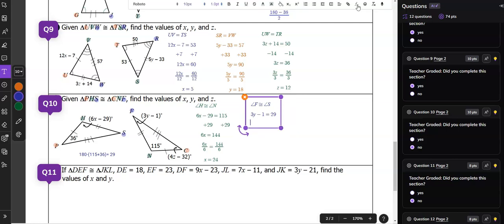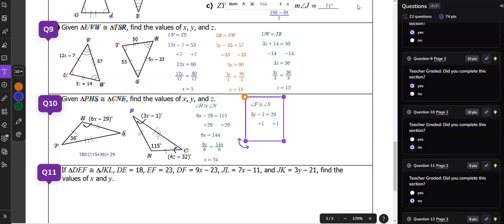All right, and then we're going to add 1 to both sides. And that's going to give me 3y is equal to 30. Divide both sides by 3. And I'm going to end up with an answer of y equals 10.